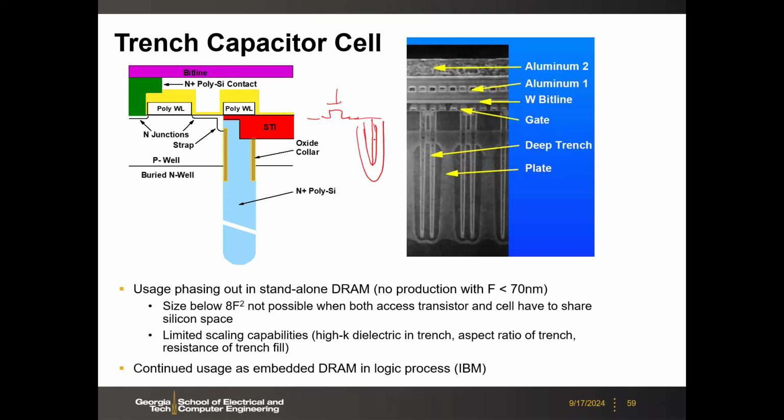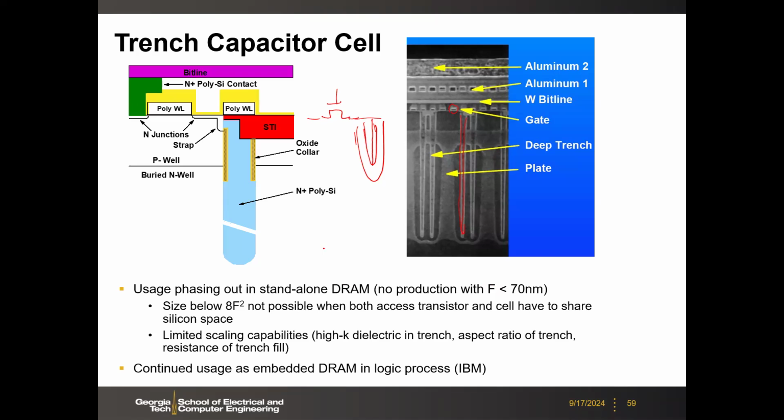So you dig a deep trench, and then you cover the trench with a dielectric and fill in with the inner electrode and outer electrode. So this is in the silicon. And here are some images of this deep trench. So you have a transistor here, and then you build the capacitor really deep in the silicon substrate. So here it says no production below the 70 nanometer node. So this no longer exists in today's mainstream technology. And we'll talk about the reasons in the next few slides.